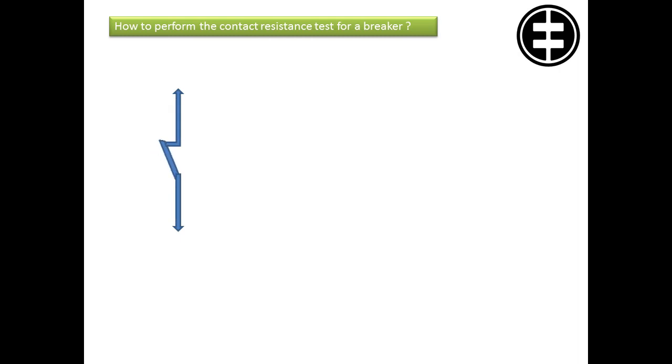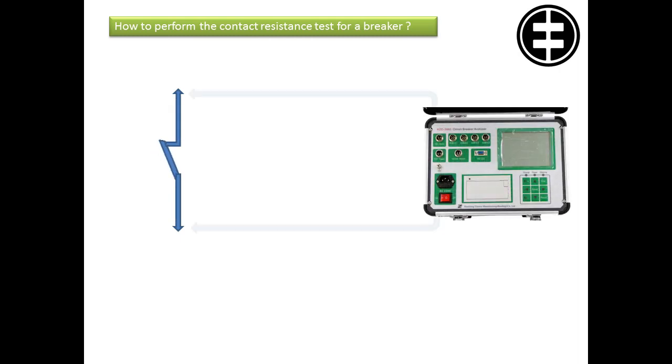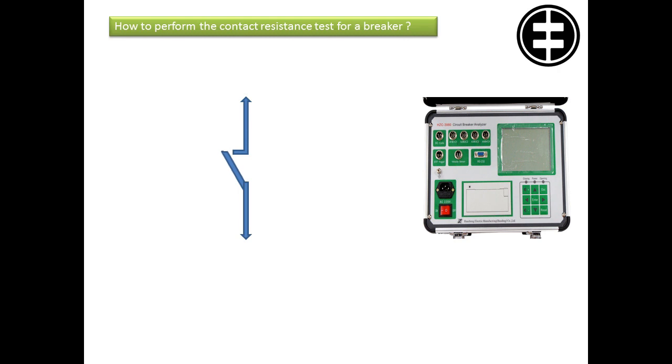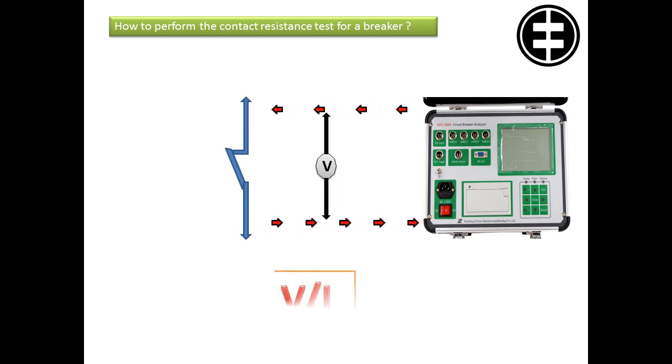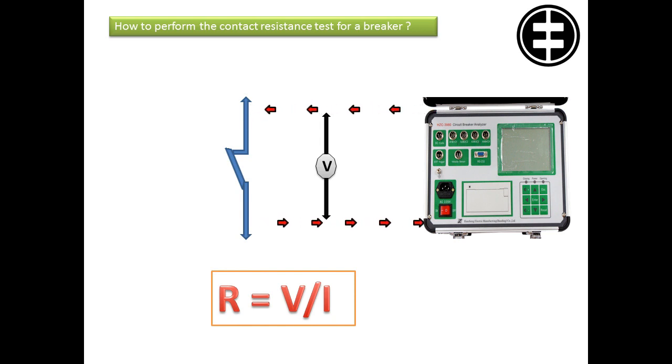How to perform the test: 1. Close the breaker. 2. Connect the testing kit to electrodes to one phase on both sides. The testing kit will inject a DC current through the closed breaker contact. The testing kit will measure the voltage over the breaker contact both sides. By this equation the kit will calculate the contact resistance.